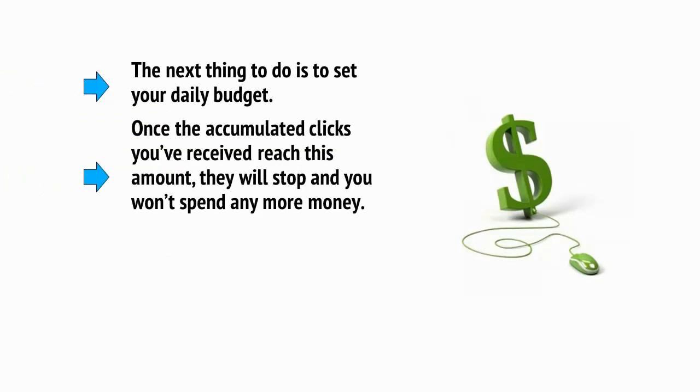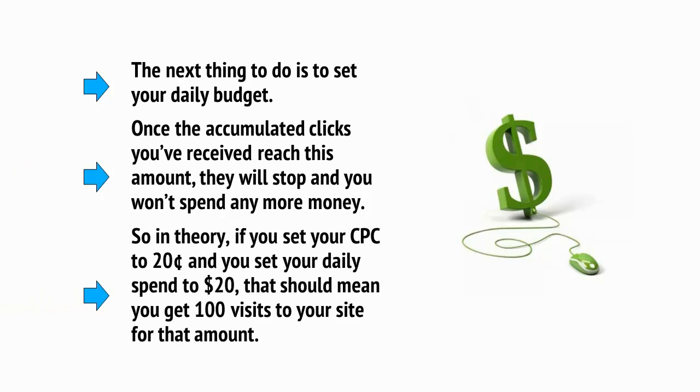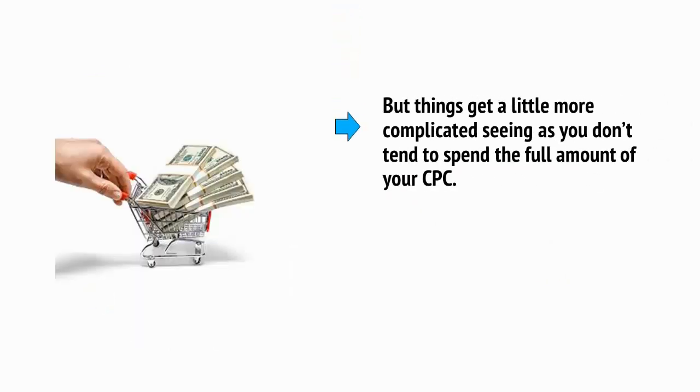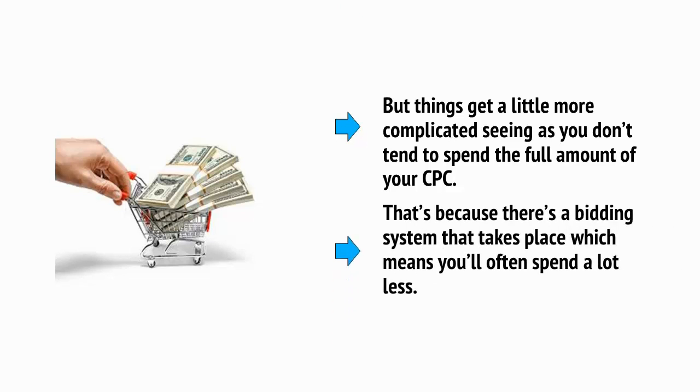The next thing to do is to set your daily budget. Once the accumulated clicks you've received reach this amount, they'll stop and you won't spend any more money. So, in theory, if you set your CPC to 20 cents and you set your daily spend to $20, that should mean you get 100 visits to your site for that amount. But things get a little more complicated, seeing as you don't tend to spend the full amount of your CPC. That's because there's a bidding system that takes place, which means you'll often spend a lot less.